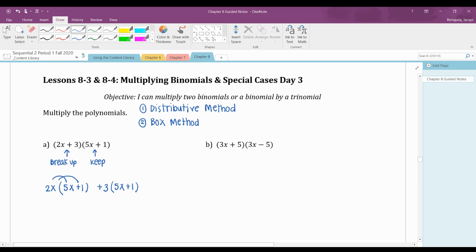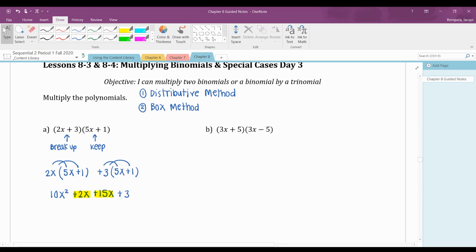So once I've broken that up, now it's back to just, let's distribute that 2x. So 2x times 5x is going to give us a 10x squared. 2x times positive 1 is a positive 2x. Now I'm going to move on to that positive 3, and I'm going to distribute that. 3 times 5x is going to give us a positive 15x, and 3 times 1 is positive 3. I see that there are a couple of like terms for me to combine.